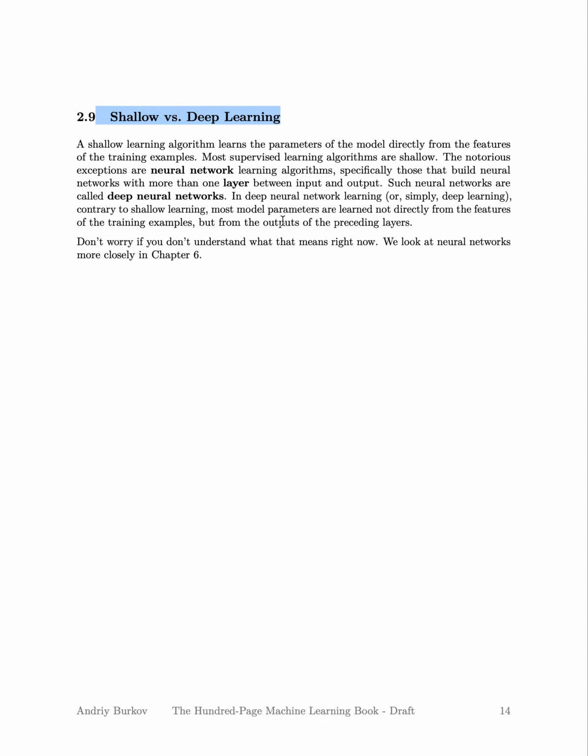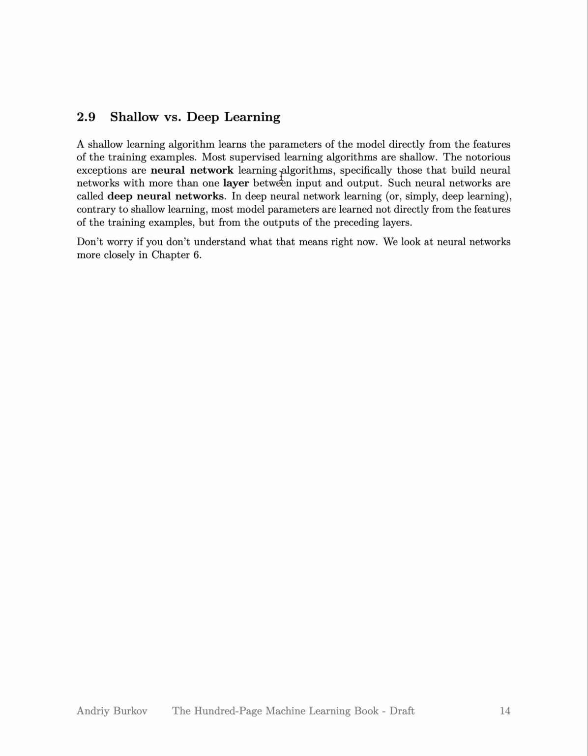There are two types of learning: shallow and deep learning, right? A shallow learning algorithm will learn the parameters of the model directly from the features of the training example. So simply it will directly take the data and learn the parameters of the model from the data directly, right?